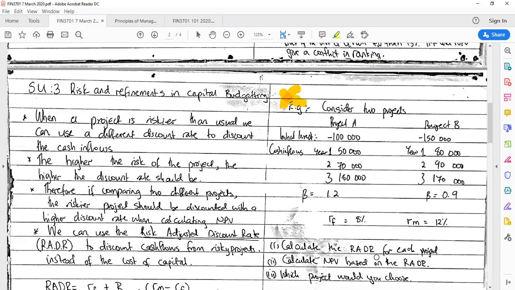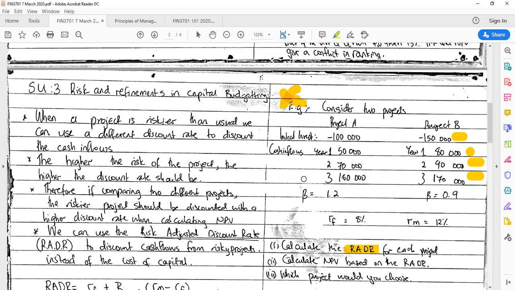Firstly, they want us to calculate the risk-adjusted discount rate for each project. Next, they want us to calculate the NPV based on the risk-adjusted discount rate, meaning we're going to discount these cash flows, CF0, CF1, CF2, CF3 for project A, CF0, CF1, CF2, CF3 for project B. And then we're going to calculate the NPV using the risk-adjusted discount rate. And then lastly, which project would you choose based on your calculation.